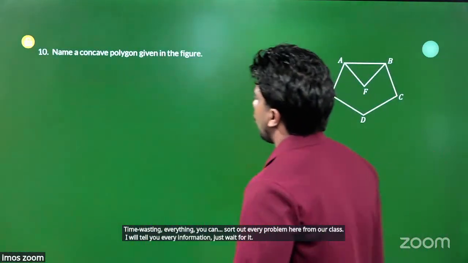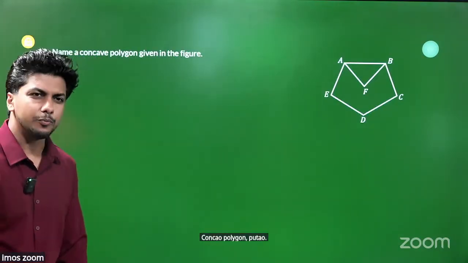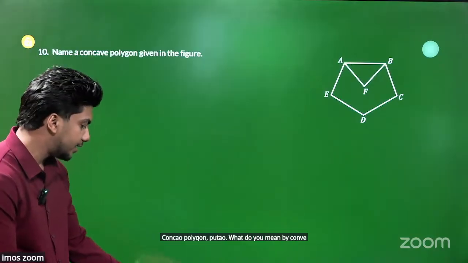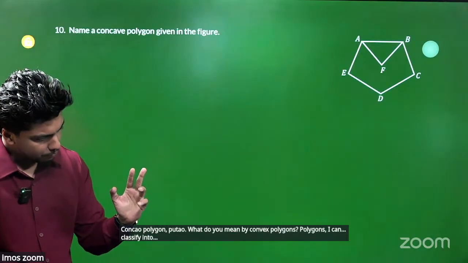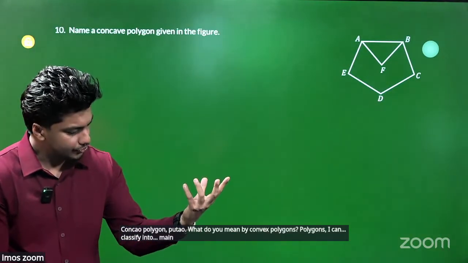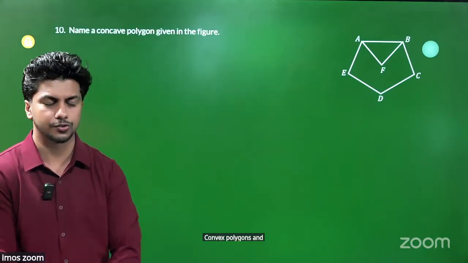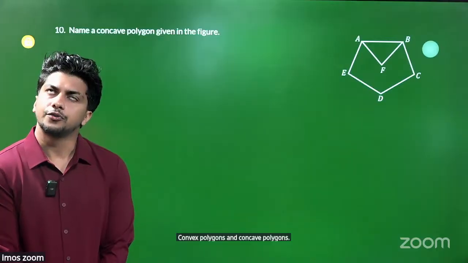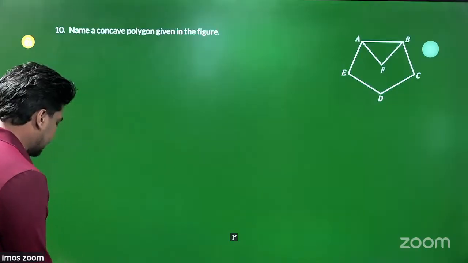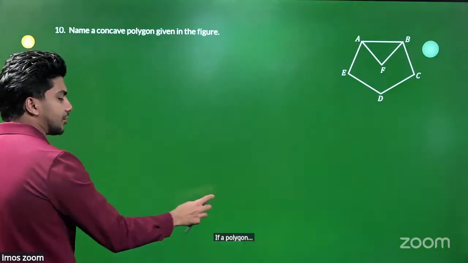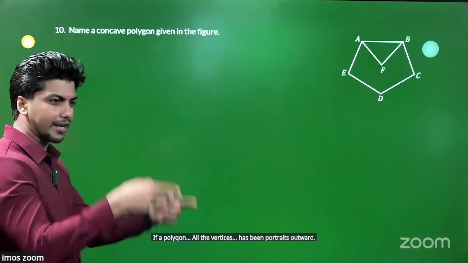Concave polygon. What do you mean by convex polygons? Polygons can be classified into two main categories: convex polygons and concave polygons. What do you mean by convex polygons? If all the vertices of a polygon point outward.